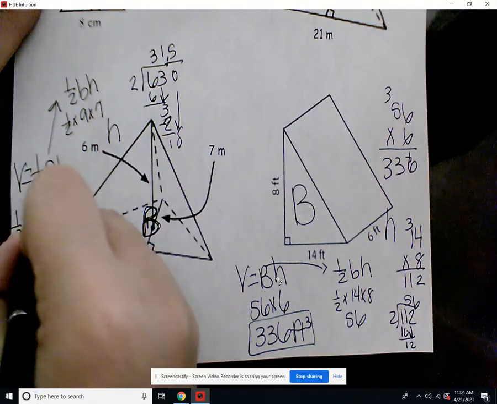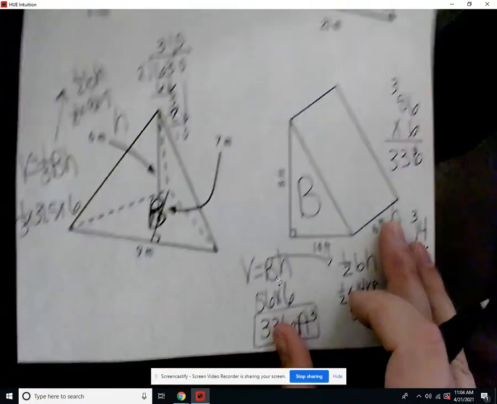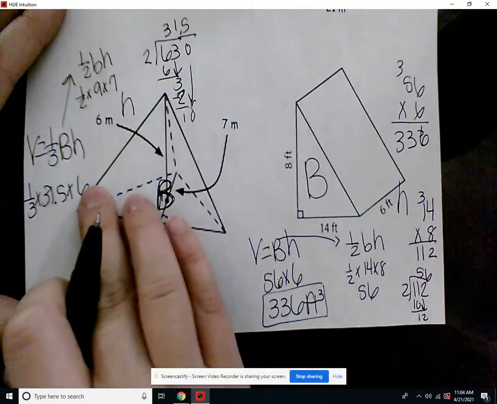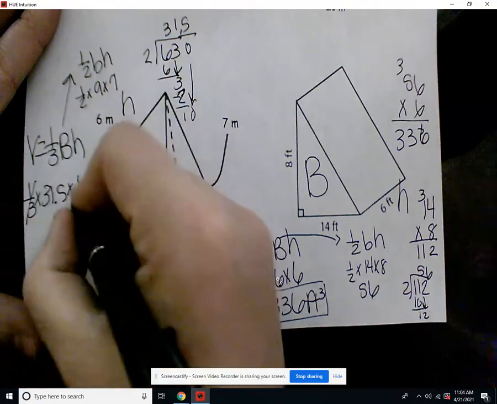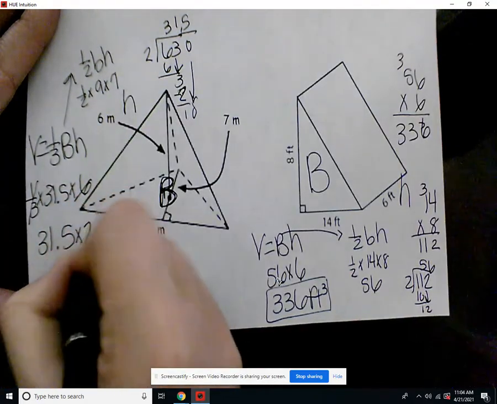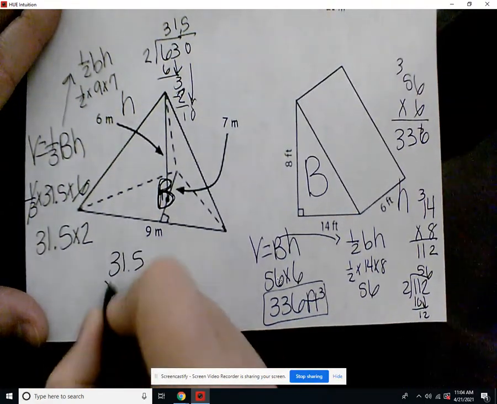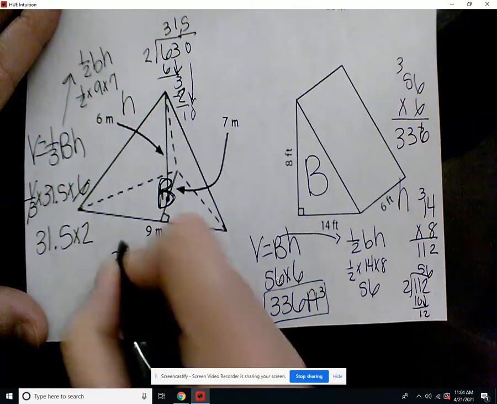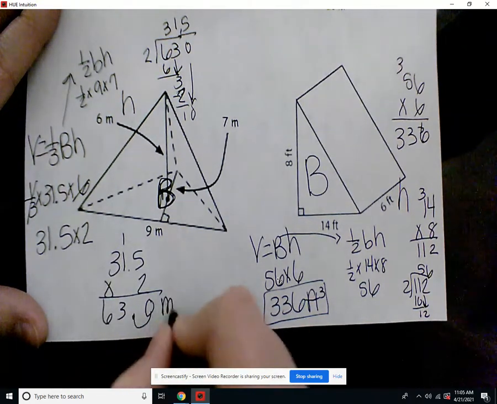We get 31.5. Okay, and then remember we can divide on this step by 3 if we want to make it a little bit easier. So I'm going to divide 3 into 6, which is 2. And then I'm going to times that by my 31.5. And we get 63.